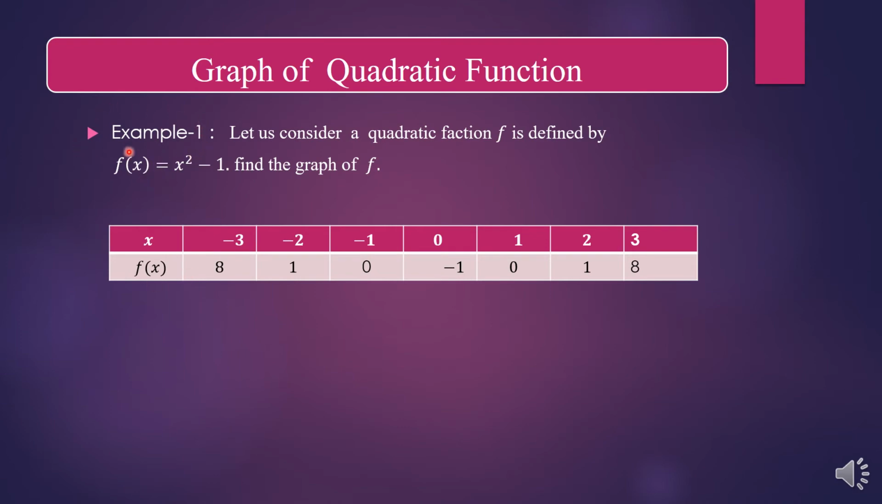So let us come to the next slide. Look at this example. Let us consider a quadratic function f defined by f of x is equal to x square minus 1. Find the graph of f.